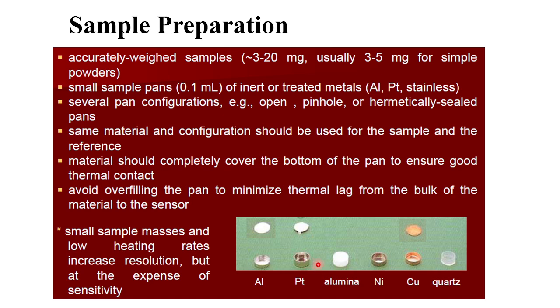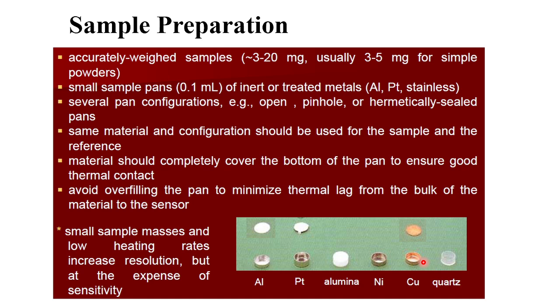So these are the different sample pans made of different inert metals like platinum, stainless steel, or aluminum. There are different configurations of pans available. For example, open, pinhole, or hermetically sealed pans. Those are sealed very tightly.